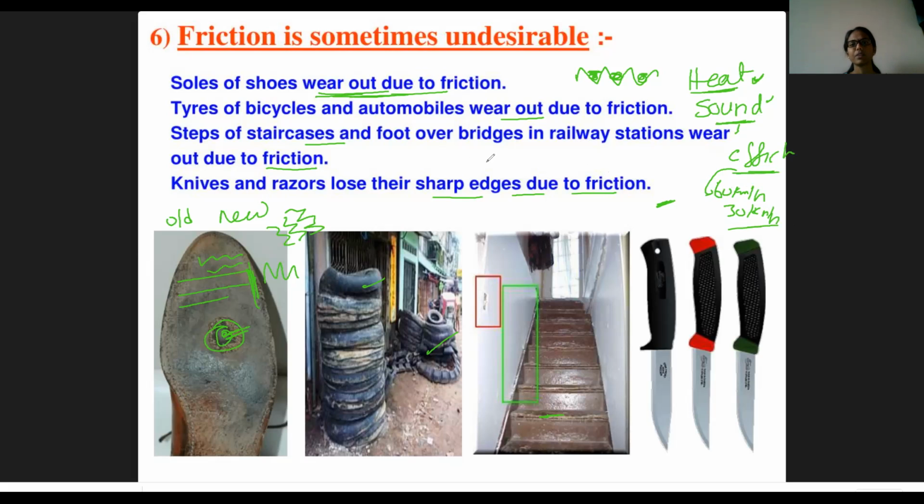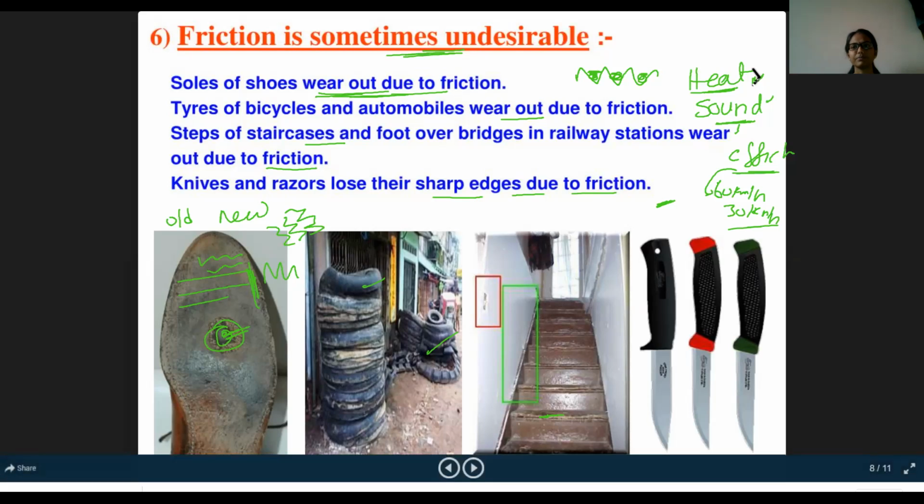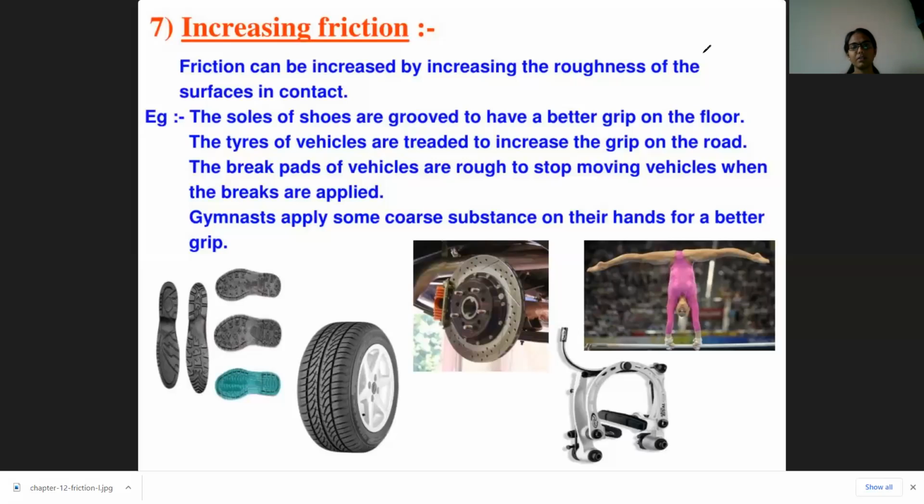That is why we can overcome all these disadvantages. We're going to reduce the friction by some methods. Okay, let us see what the methods are to reduce this kind of friction. You can see we can increase the friction where it is required. How to increase the friction?